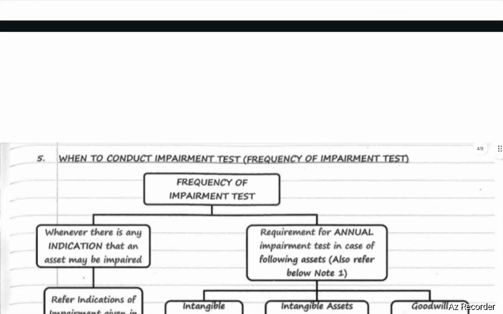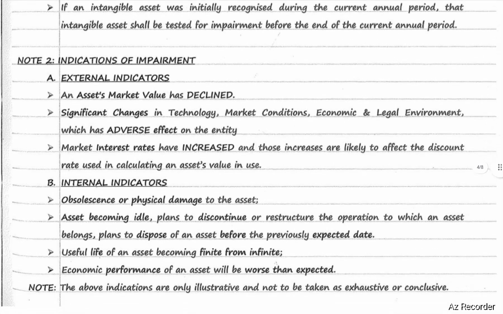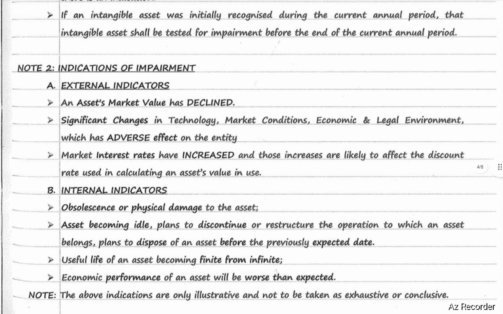Next, when to conduct an impairment test. That means the frequency of impairment testing. Whenever there is an indication that an asset may be impaired, refer to the indications of impairment. Following are the indications of impairment. Indications are of two types: external indicators and internal indicators.